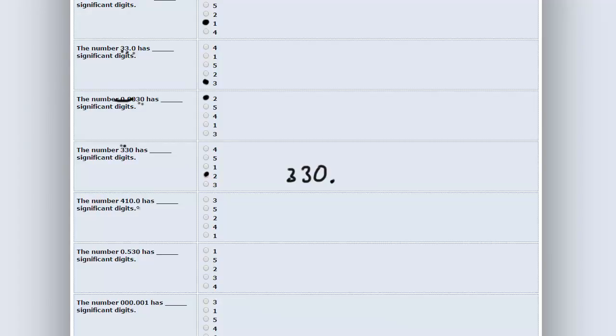410.0, notice how it has that decimal point 0. All 4 of these digits are significant, so there are 4 of them. The number 0.530, zeros before a number are not significant. 530, zeros after a number and to the right of the decimal point are. There are 3 significant figures here.